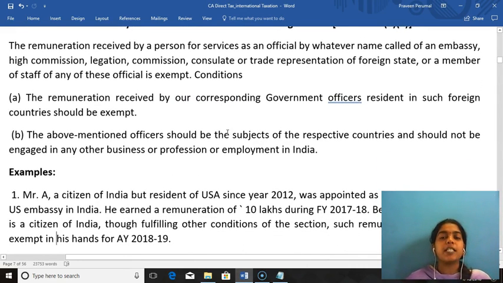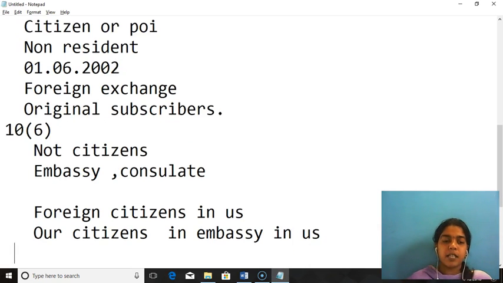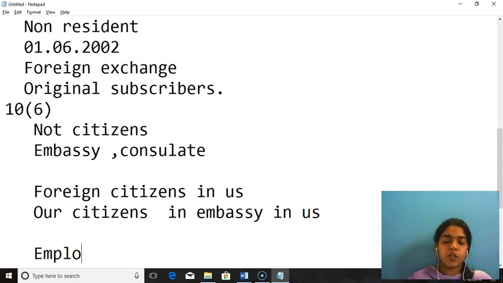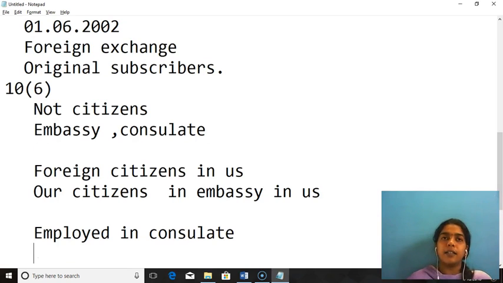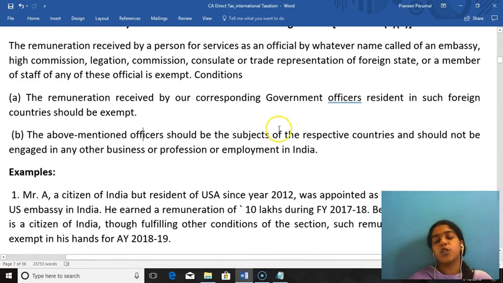Now, the above-mentioned officers should be the subjects of their respective countries and should not be engaged in any other business or profession or employment in India. So if it is the US, then he must be the subject of the US. The particular officer must be a citizen of the US and should not be engaged in any other business or profession or employment in India. So the only case is that he should be employed in the embassy alone. The next condition is that he should be employed in the particular consulate alone. He should not be engaged in any other business or profession in our country, and he must be the subject of that particular foreign country.